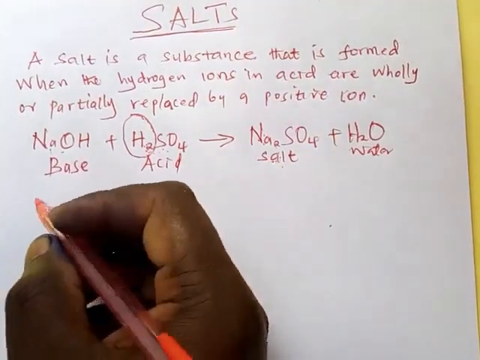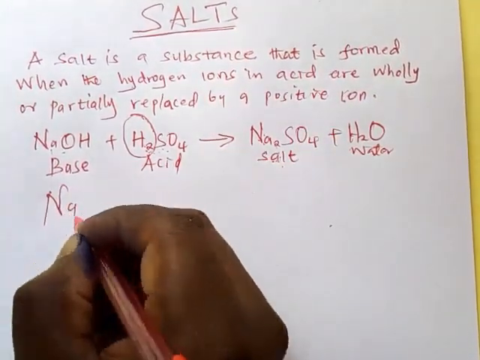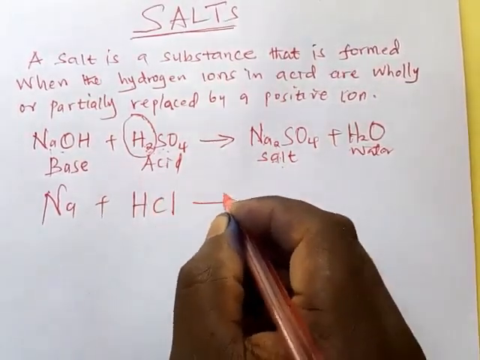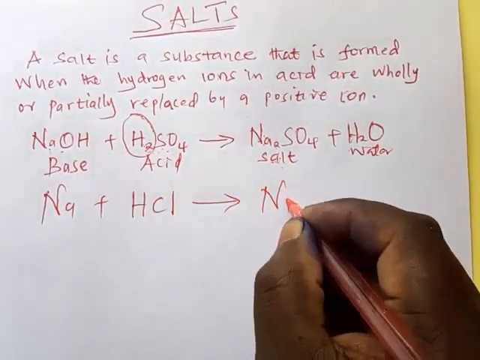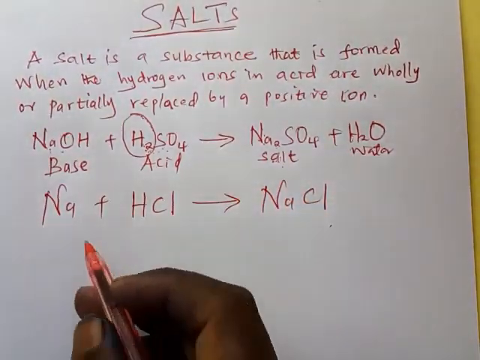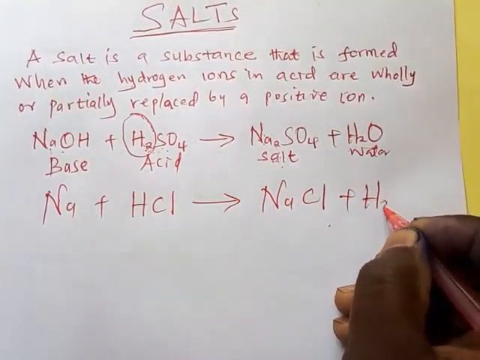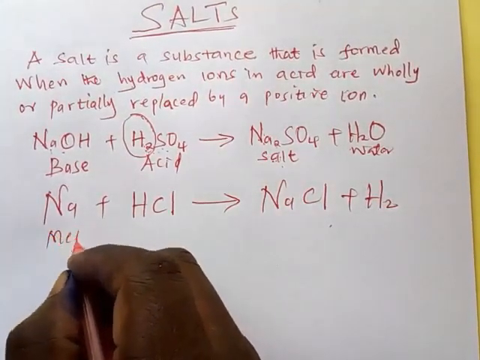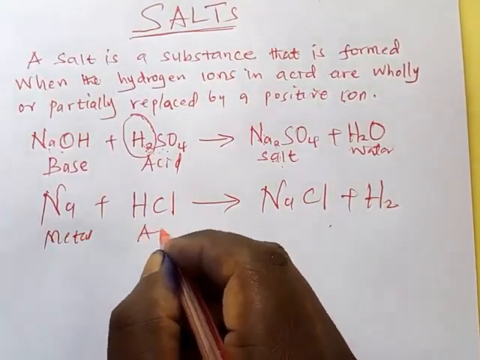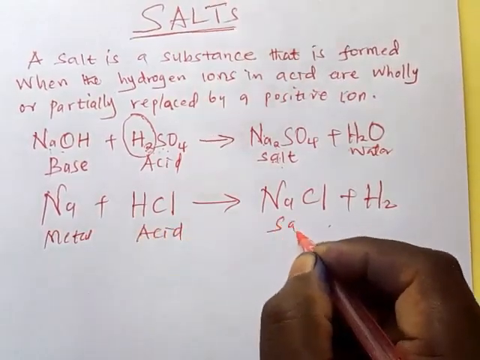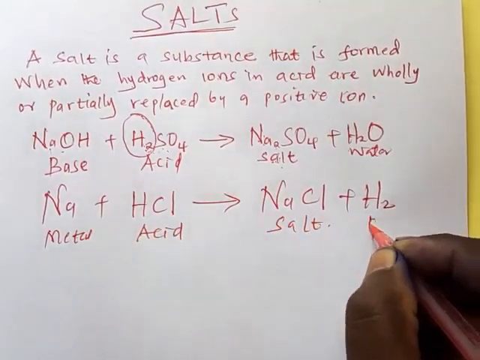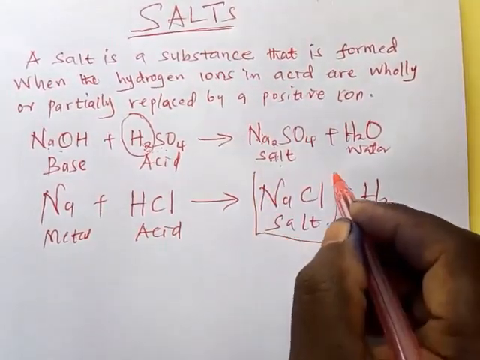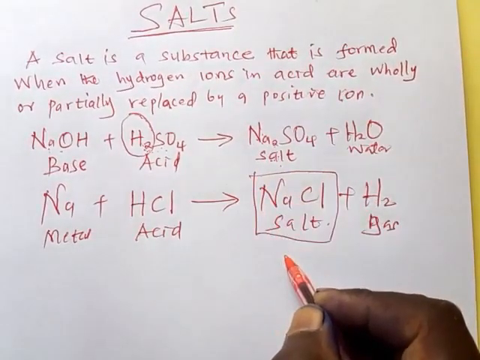Very correct. Take an example, even a metal: sodium plus HCl. What do we form? We form sodium chloride. This is a metal plus hydrogen gas. This one is a metal, this one is an acid, and this one is a salt, this one is a gas. We are concerned about the salt because we are talking about salts.